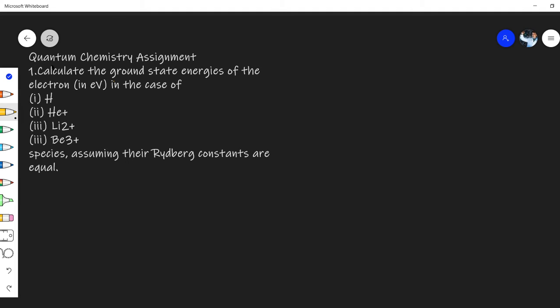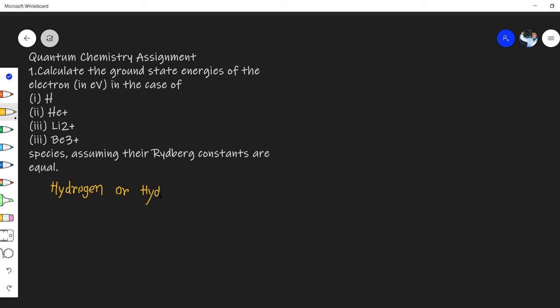Now this particular question is from the quantum chemistry assignment: calculate the ground state energies of the electron in electron volt in the case of hydrogen, helium positive, lithium 2 positive and beryllium 3 positive, right? Now I hope all of you know that for the hydrogen or hydrogen-like atom, there is a formula of energy, okay? Hydrogen or the hydrogen-like.